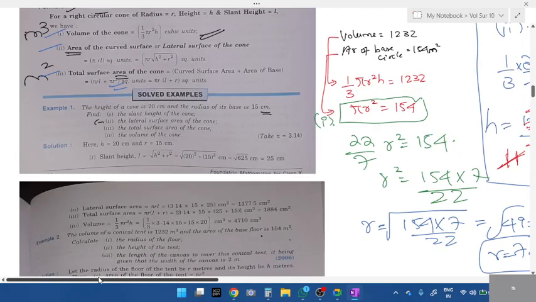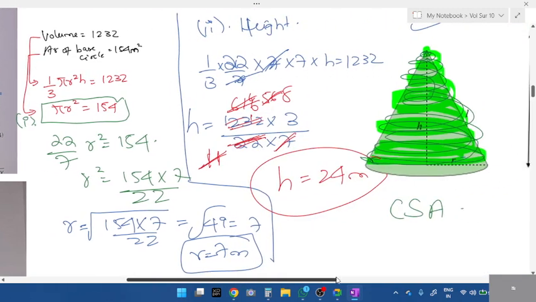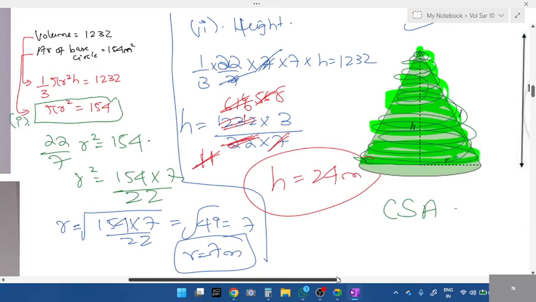What is the question asked here? The length of the canvas to cover its conical tent. It being given that width is 2 meters. Okay, we need to find length. Width is given. Okay, first let us find curved surface area.